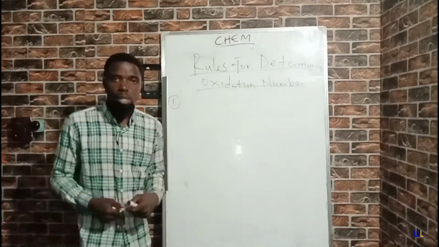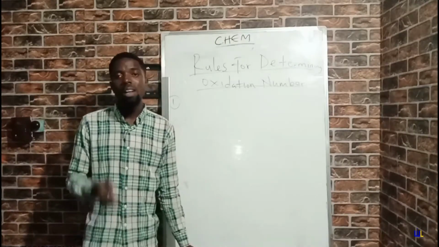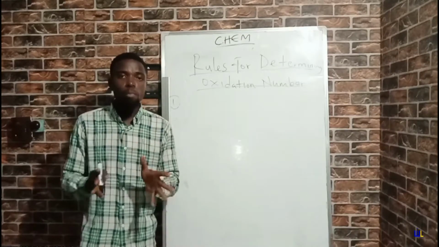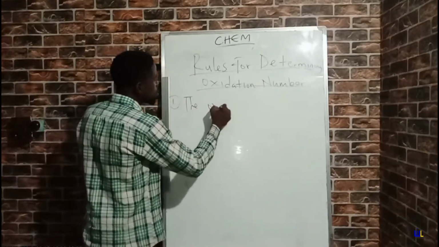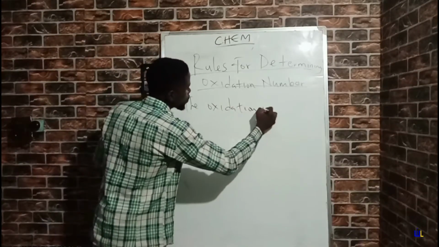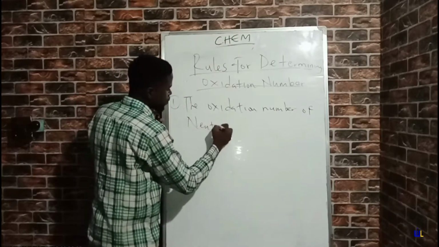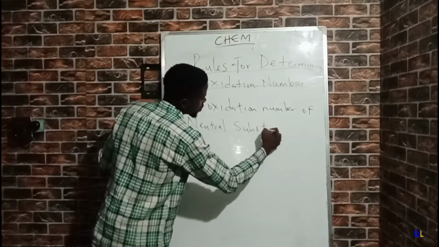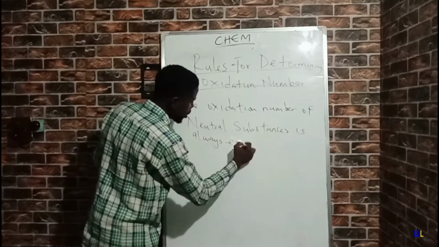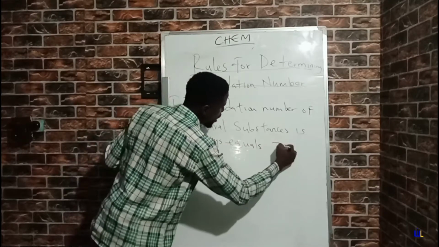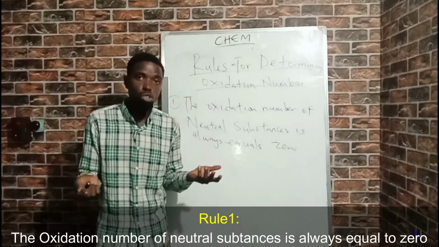The first rule in determining oxidation number is this: the oxidation number of a neutral element, substance, compound is always equals 0. I put it down. The oxidation number of neutral substances is always equals 0. So whenever you see a substance and you notice that that substance is neutral, it means that the oxidation number is 0.